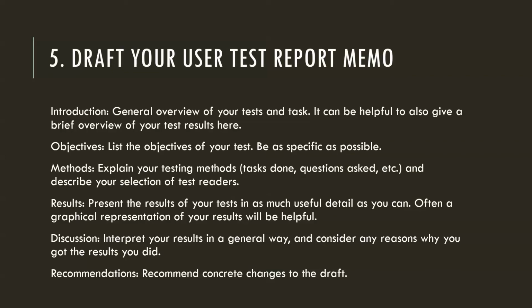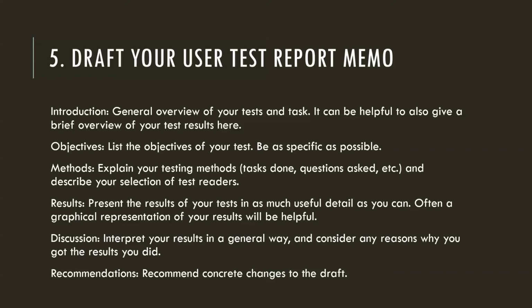And then you're going to actually draft your user test report memo. And it's going to have the following sections: an introduction, where you give a general overview of your tests and task. And it can be very helpful here to give a brief overview of the actual results, to preview what's going to be in your conclusion and recommendations. You're going to want an objective section where you list the objectives of your test, as specific as possible. You'll have a method section where you explain your testing methods. You'll want to indicate whether it's a performance or an understandability test. Talk about the tasks done, what you're looking for, the questions you asked, and describe your selection of test readers.